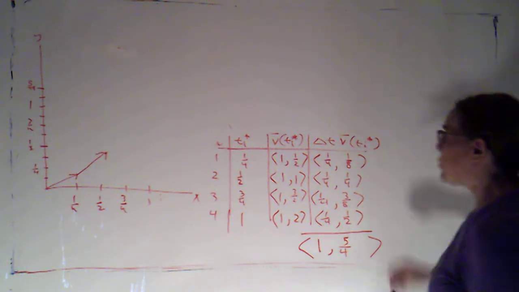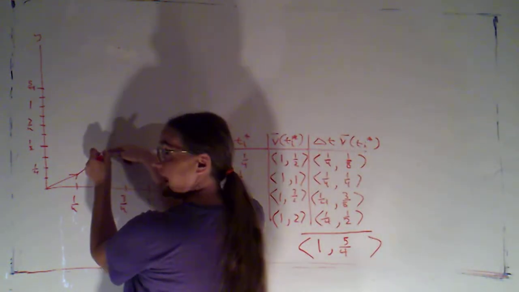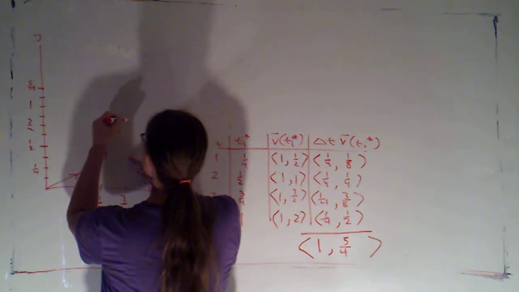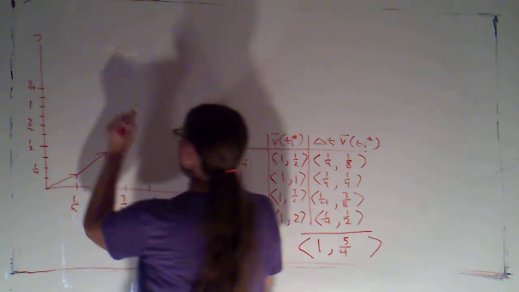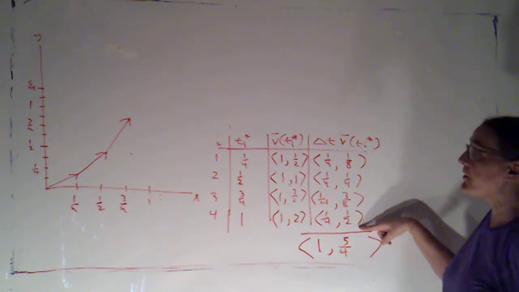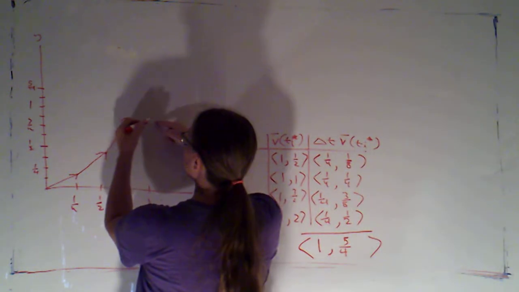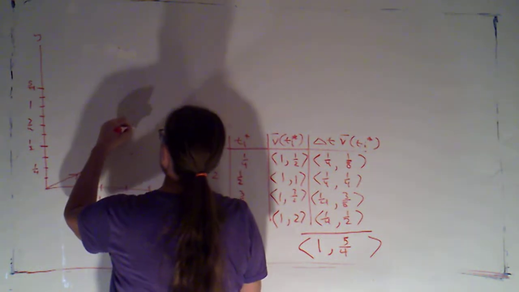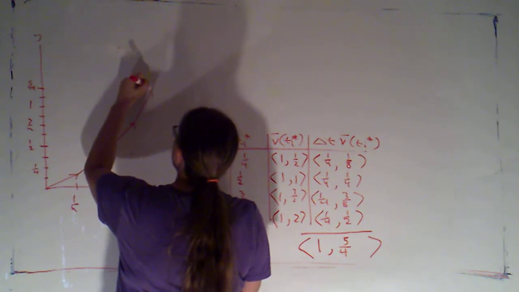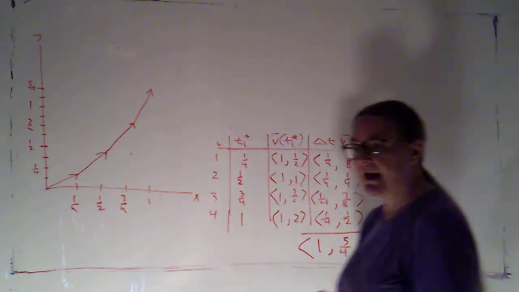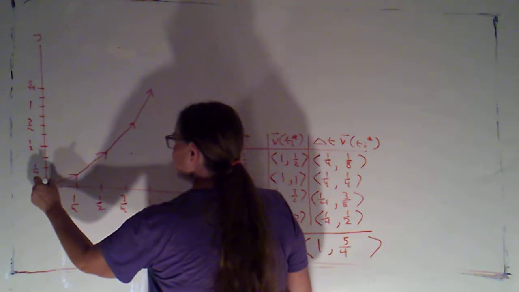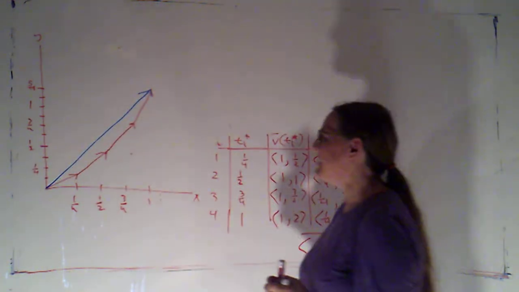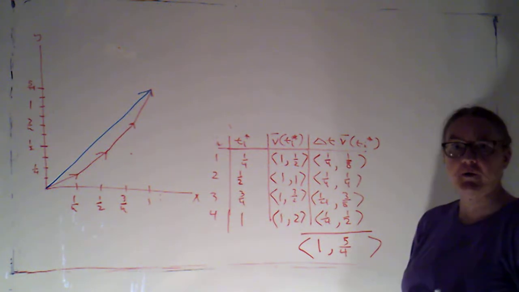The next term I'm adding is 1/4, 3/8. So I'm going to put the tail of that at the tip of this vector. We'll go over 1/4 and come up 3/8. So we're about there. And then I'm adding 1/4, 1/2. So I'm coming over 1/4 and up 4/8. I think I actually came up a little too far there. It'll look something like that. And then my Riemann sum is the resultant vector. This vector in blue is my Riemann sum, 1, 5/4.